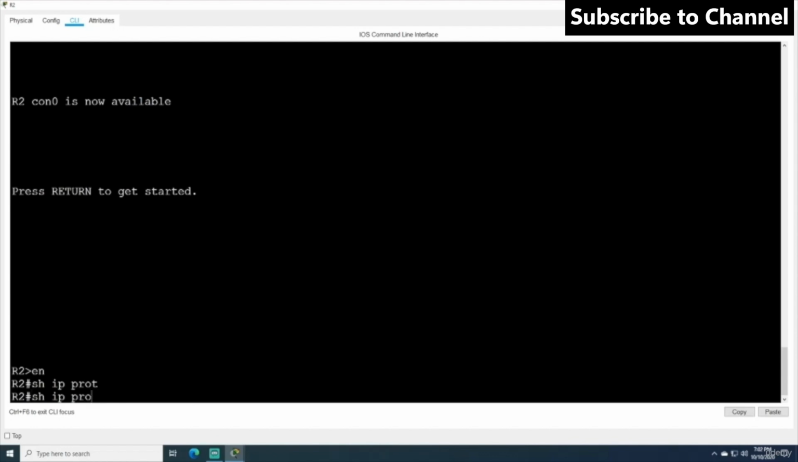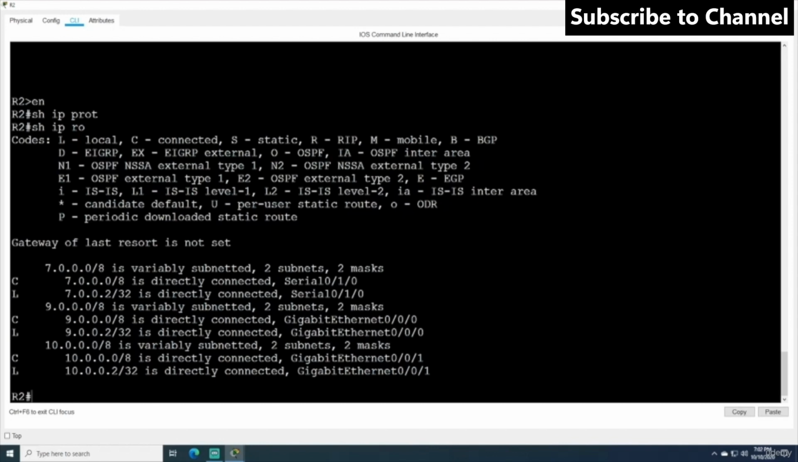Let's do a show IP route command and see what networks that router 2 knows about. And router 2 only knows about the networks that it is directly connected to. It knows about the 7000 network, 9000 network, and the 10,000 network. And we can even do a show CDP neighbors command. CDP stands for Cisco Discovery Protocol.